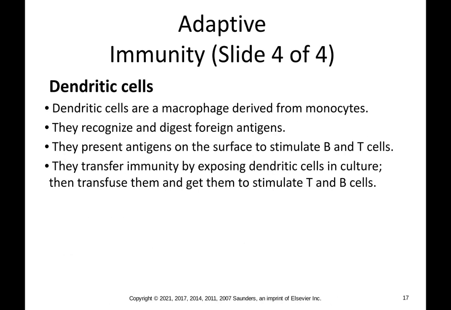And then dendritic cells are a macrophage derived from monocytes. They recognize and digest foreign antigens, and then they present antigens on the surface to stimulate B and T cells. They can transfer immunity by exposing the dendritic cells in a culture and then transfuse them and get them to stimulate the T and B cells.